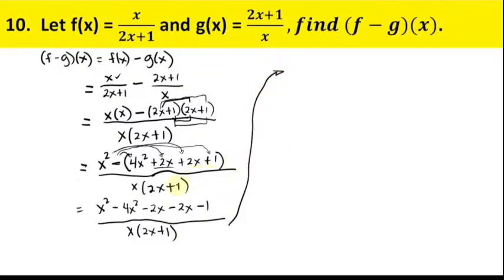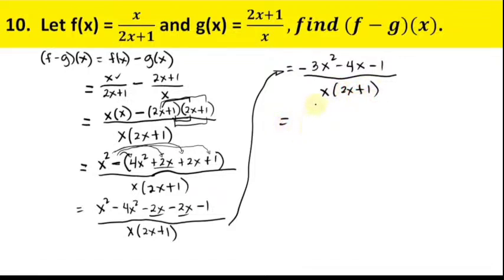Then simplify, x squared minus 4x squared, that is negative 3x squared, so equals, then 2x and this one, that is negative 4x, then minus 1 over x times 2x plus 1.